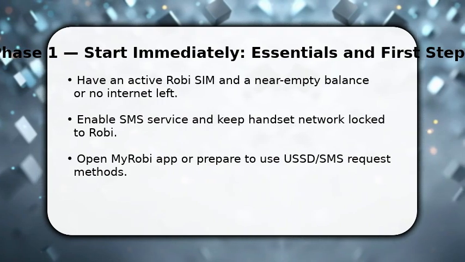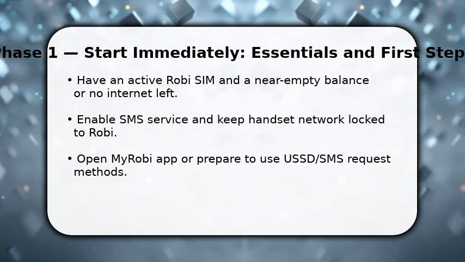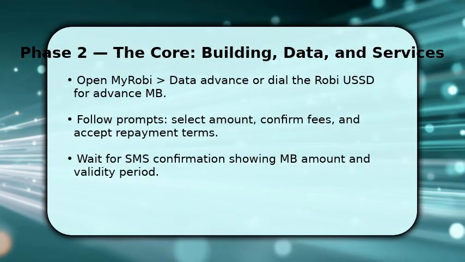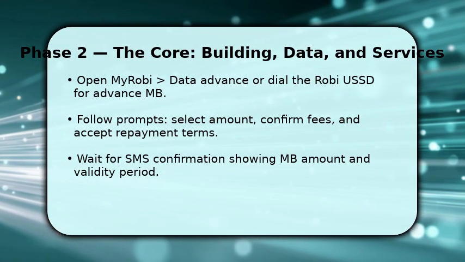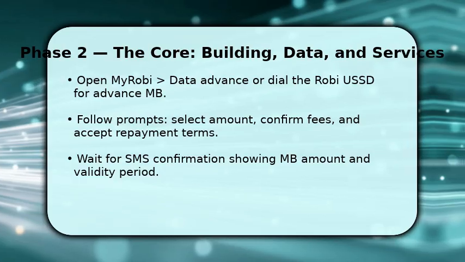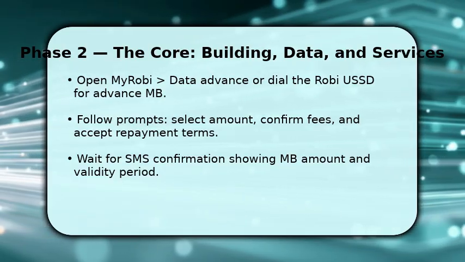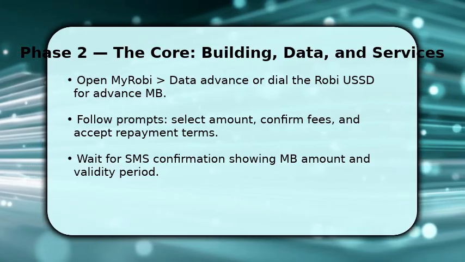Once validated, you'll move to the request confirmation step. You now request the emergency MB. In My Robi, choose the Advanced Data option or dial the USSD and navigate to Advance MB. Carefully pick the MB pack size offered and note any fee or automatic deduction terms. This determines what you'll repay. Confirm the transaction when prompted.